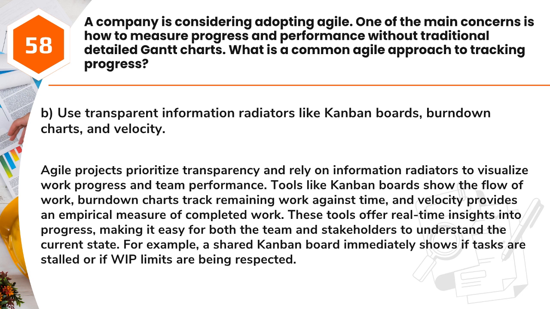Answer: B. Use transparent information radiators like Kanban boards, burn-down charts, and velocity. Agile projects prioritize transparency and rely on information radiators to visualize work progress and team performance. Tools like Kanban boards show the flow of work, burn-down charts track remaining work against time, and velocity provides an empirical measure of completed work.